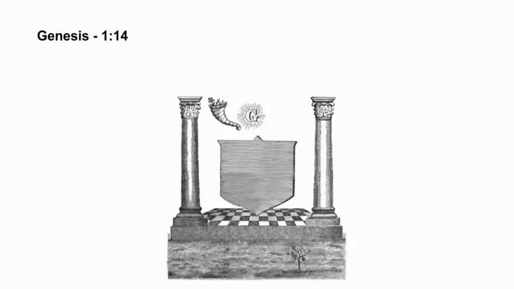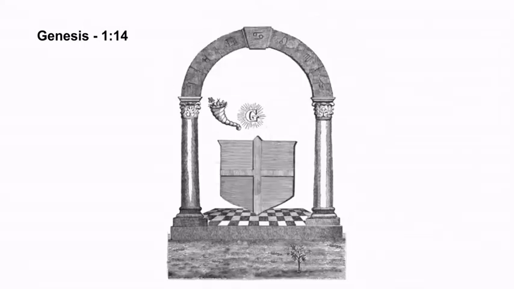And God said, "Let there be lights in the expanse of the heavens, to separate the day from the night. And let them be for signs, and for seasons, and for days, and years. And let them serve as lights in the expanse of the sky, to give light on the earth." And it was so.